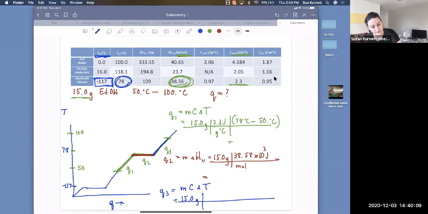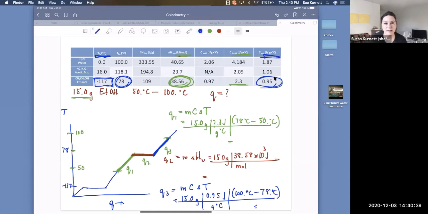For Q3, M is the same, but C is different because now we're talking about the gas phase. So it's 0.95 joules per gram degree C. Once I have those values, I add them together and check my sig figs and report that answer correctly rounded and with units.